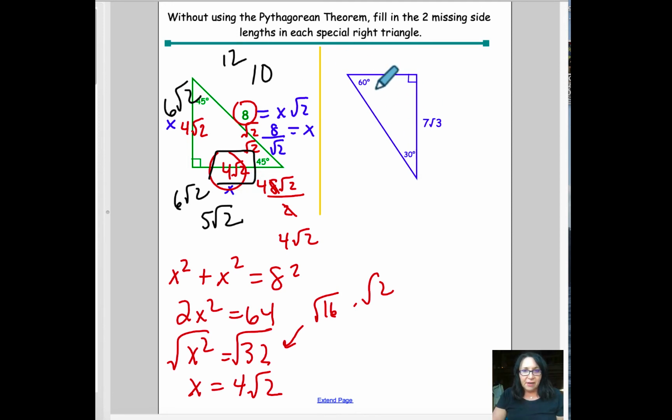For 30, 60, 90, though, across from the 60, we know is a root 3. So if a is 7, across from the 30 is 7, and then across from the 90 is 2a, or 2 times whatever is across from the 30. So 2 times whatever is across from the 30 is going to be 14.